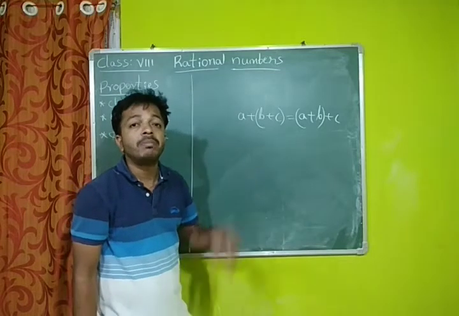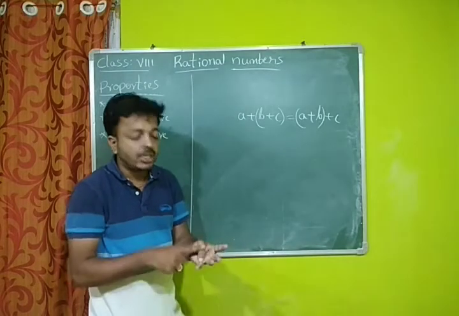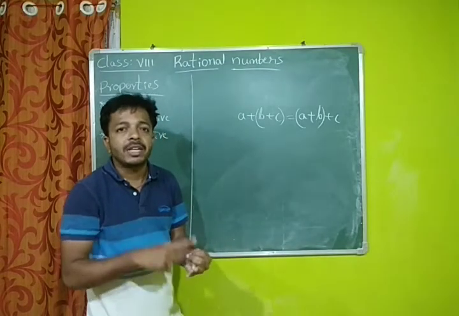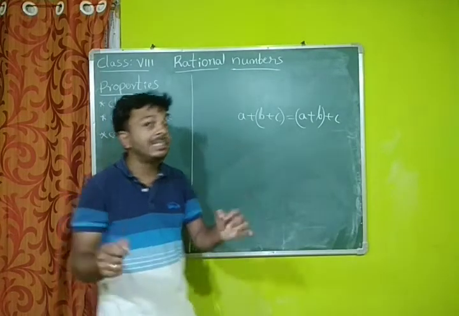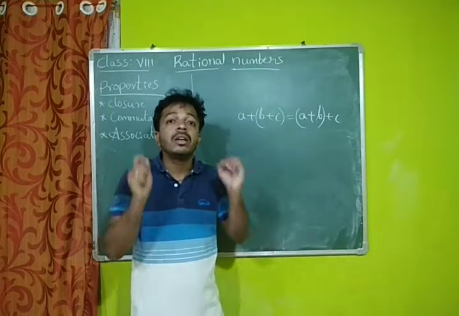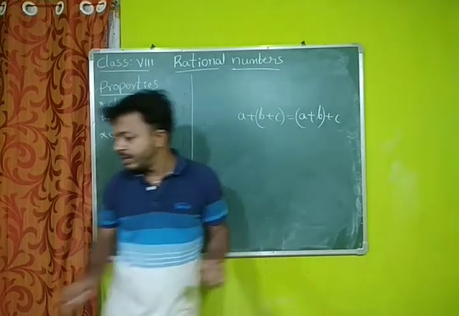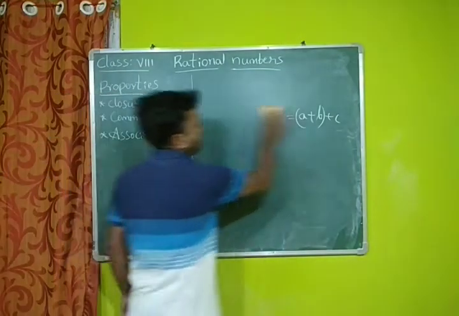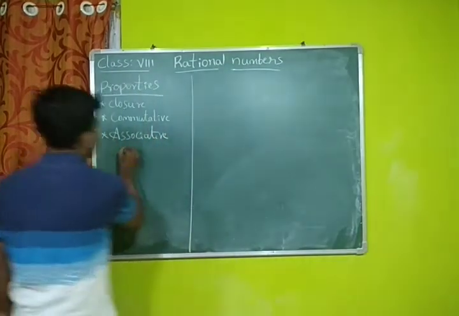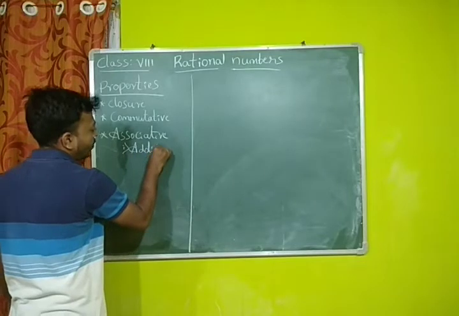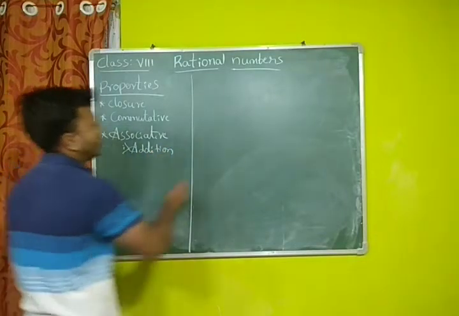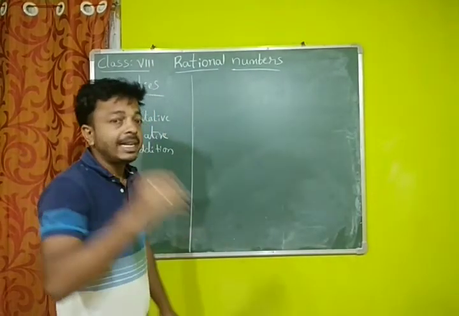Now one by one we can discuss addition, multiplication, subtraction and division. One by one we have to check whether it is applicable or not, whether it is closed or not. So first is addition. We have to check whether addition is associative here. So first take three rational numbers.